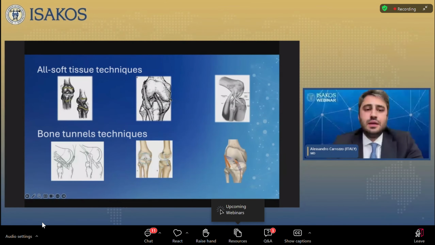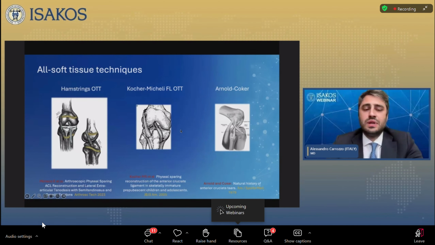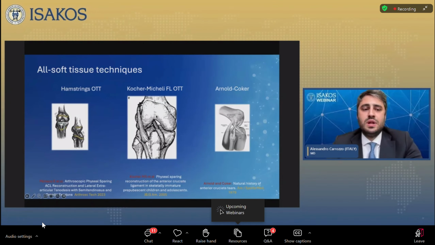In skeletally immature patients, there are several options for performing a lateral extraarticular tenodesis, depending on the physeal status. In pre-adolescent patients, tenodesis can be performed without creating bone tunnels. And on the left, we can see a hamstring-based over-the-top technique fixed to the femoral and tibial epiphysis with suture anchors. In the middle is the well-known Kocher-Micheli technique, using a strip of fascia lata with an over-the-top configuration. Both techniques combine intra-articular reconstruction with lateral extraarticular tenodesis using a continuous graft.